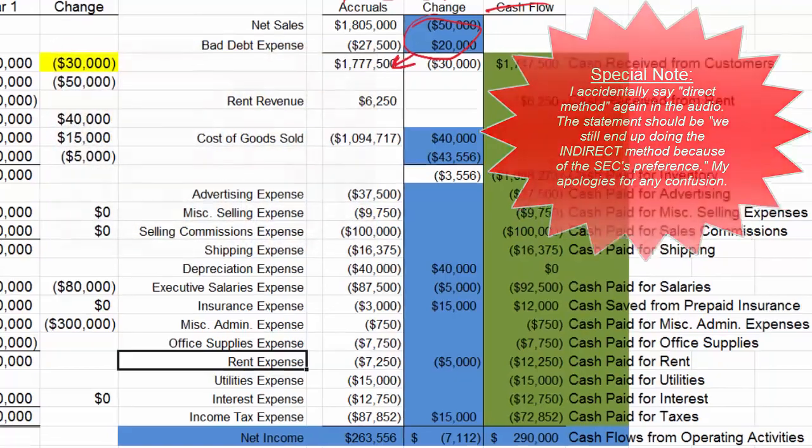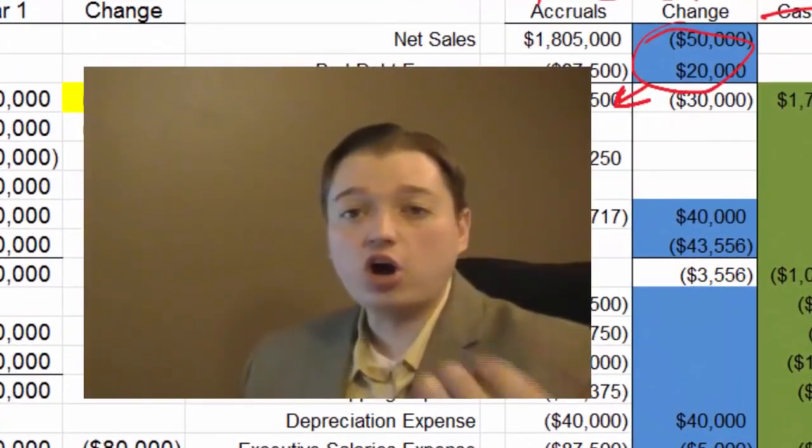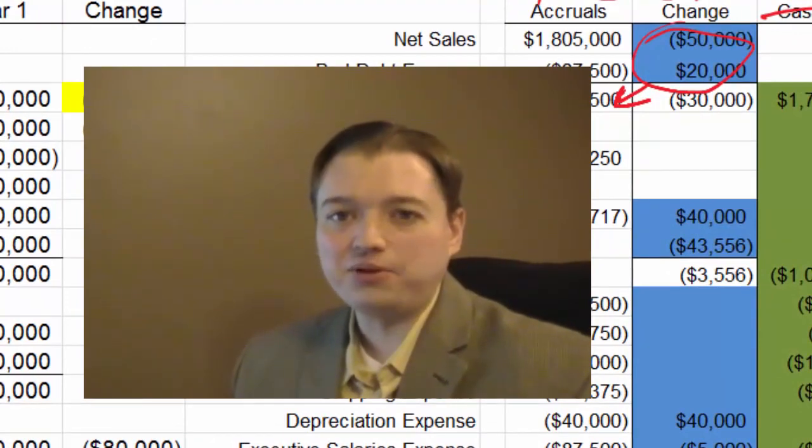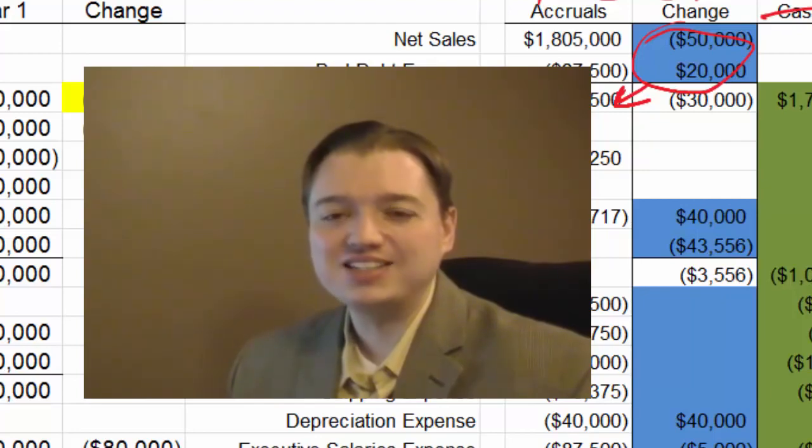All right, let's go ahead and pause right there. We've got our worksheet done. We've got all of our changes calculated. All we have to do is put it all together in a full-blown statement of cash flows, and we'll do that next. See you then.